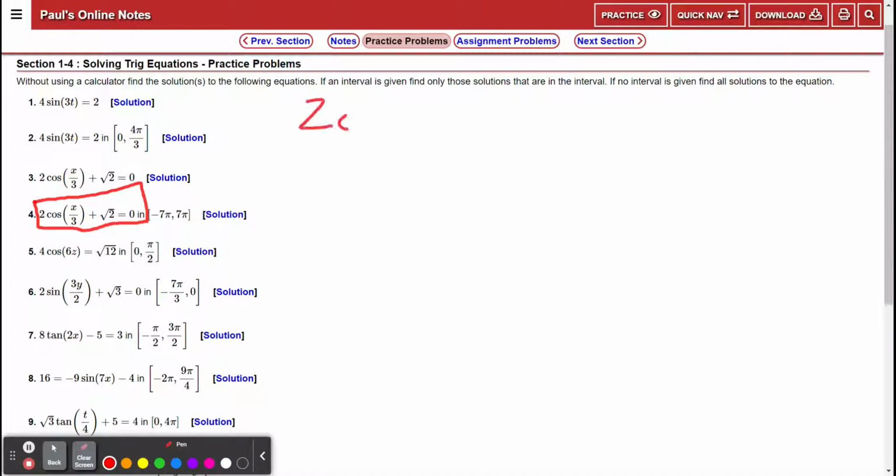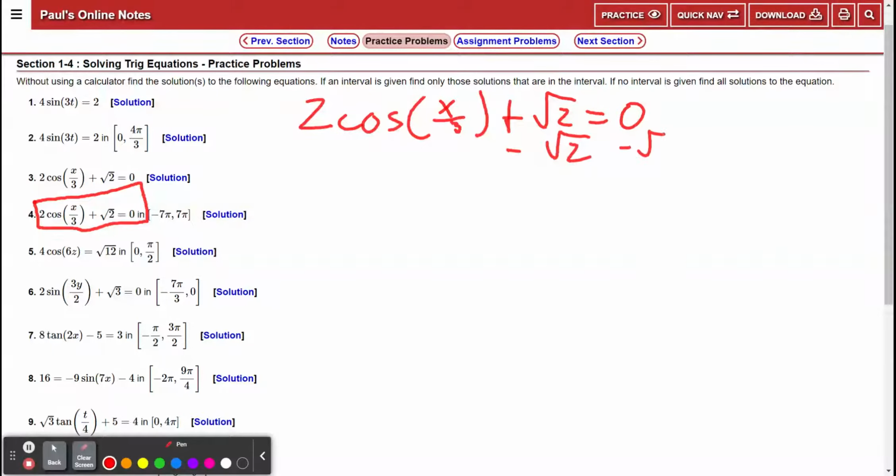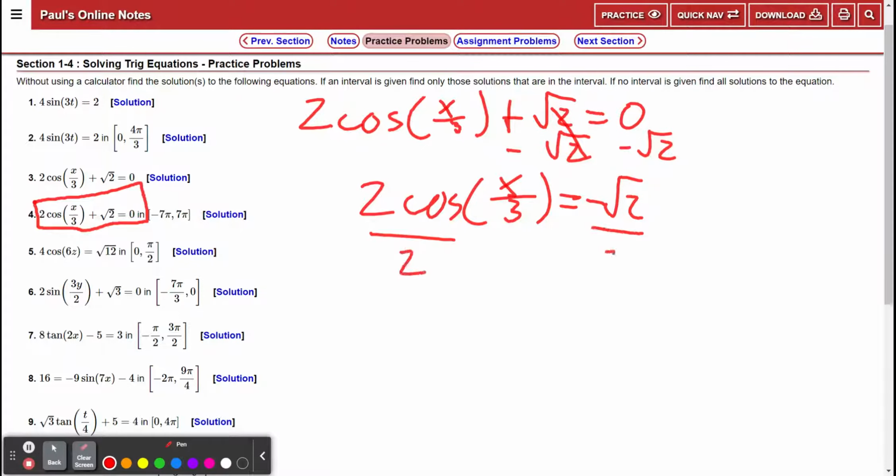So here we have 2 cosine x over 3 plus square root of 2 equals 0. So I want to isolate the cosine. 2 cosine x over 3 equals negative root 2. Divide by 2. Cosine of x over 3 equals negative root 2 over 2.